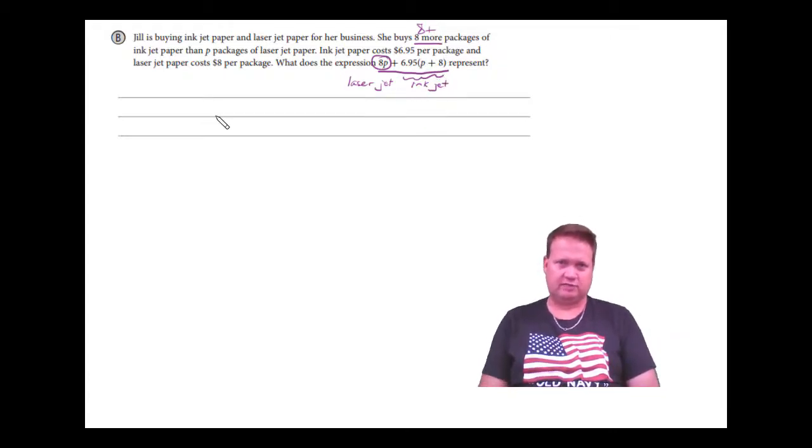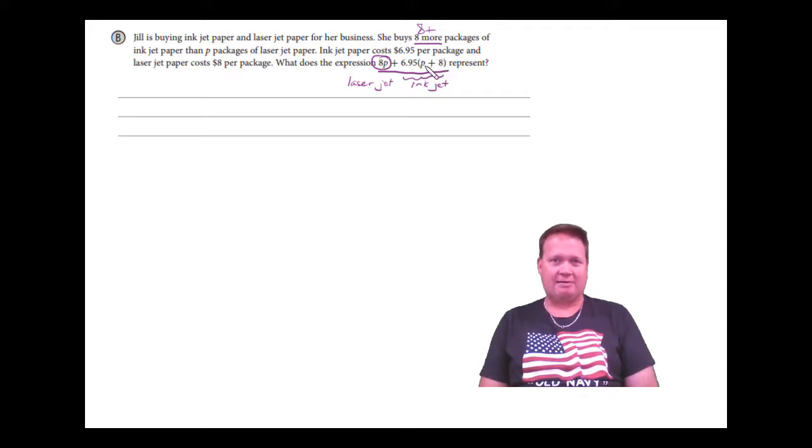And it says, what does this expression mean? Well, this expression, 8P plus $6.95 times P plus 8, represents the total cost I'm going to spend on all the paper I'm going to buy. It represents the cost of buying some packages of laserjet paper plus 8 more packages of inkjet paper than laserjet paper. And that is essentially what that expression stands for.